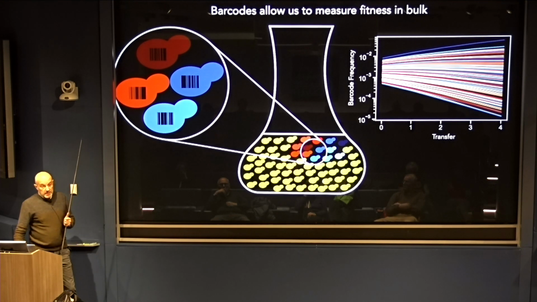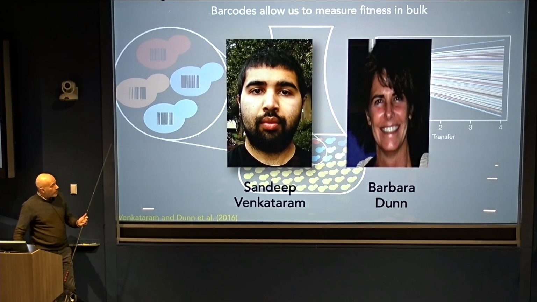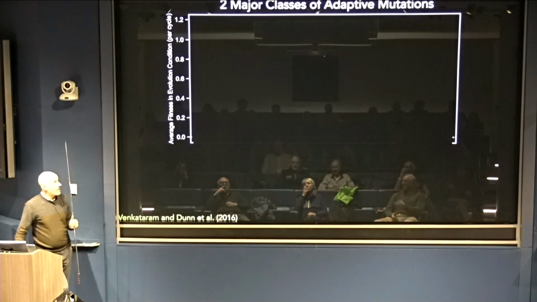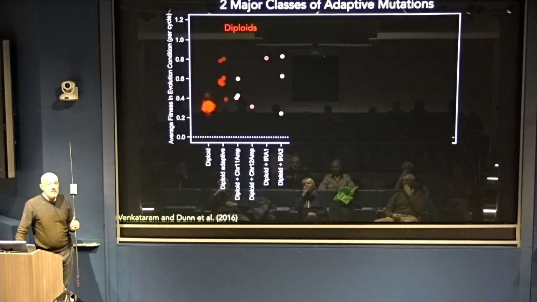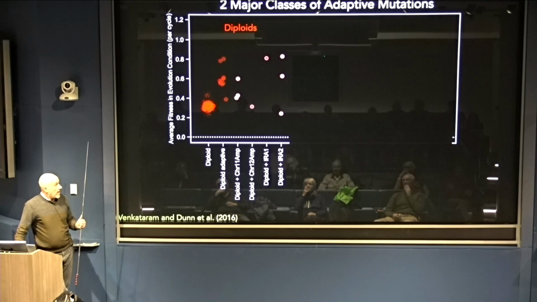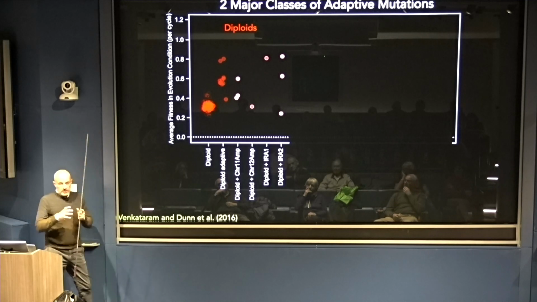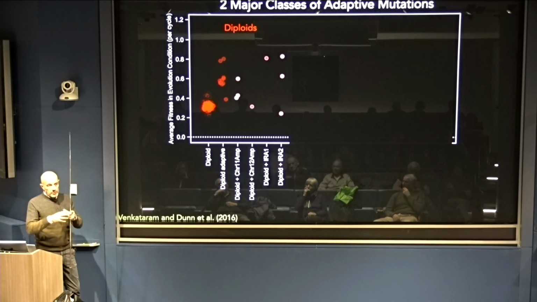So that's what I'll tell you about. This work, I just want to acknowledge, was done by former research scientists in Gavin's lab, Barbara Dunn, and my former grad student, Sandeep Venkataram. I'm skipping a lot of the technical steps. At the end, you get all these clones, and you figure out what the mutations are, and they come in a few classes. One interesting class of mutations was: the initial cell is haploid, just one copy of the genome.